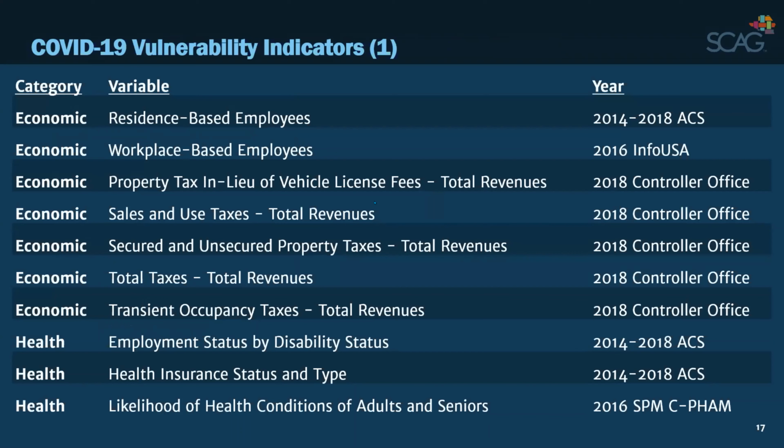Let me go through each of the indicators and give you a whole tour of what variables we have included in this dashboard. For the economic category, we have residence-based employees. These are the people who work in different job sectors and live in the city. We also included workplace-based employees. These employees come to work in the city in different job sectors, but they may live outside of the city. And then we also included several tax revenue items here, such as property tax, sales tax, and also hotel tax revenues. And for the health category, we have employment status by disability status, health insurance status, and the likelihood of health conditions of adults and seniors.